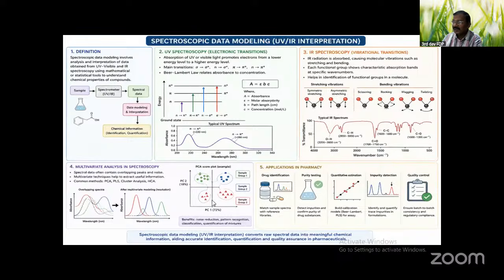It is the most important task. Several batches are running, and each batch includes several steps, so whether batch to batch consistency is going smoothly or not, we can study it by using these new spectroscopy data modeling techniques. Similarly, once batch to batch consistency is identified, if the batches pass, they automatically comply with the regulatory guidelines. So spectroscopic data modeling converts raw spectral data into meaningful chemical information, aiding accurate identification, quantification, and quality assurance in pharmaceuticals.